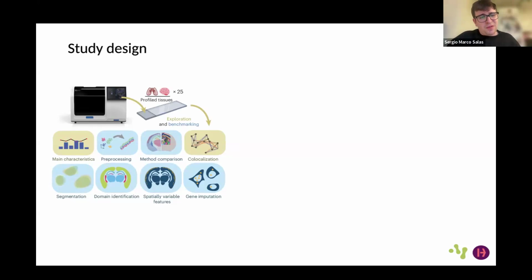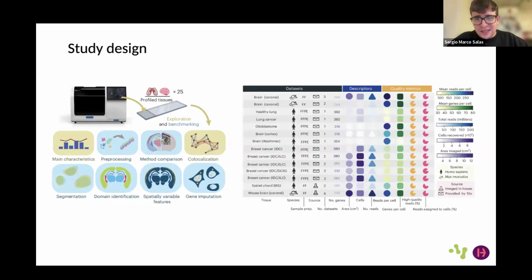And we tried to perform different tasks, from preprocessing, method comparison, and colocalization, and many other ones on this set of datasets. Basically, the summary of the datasets, you can see it here. Essentially, most of the datasets are from human, different types of cancer, mostly breast cancer. And as you can see from the fourth column here, most of the datasets presented around 300 to 400 genes. We also created different descriptors, but of course, this is still very general, and it doesn't give us more information than just very general statistics.